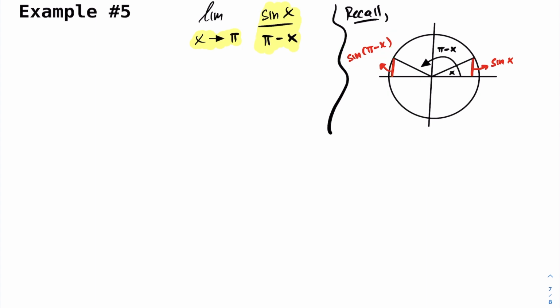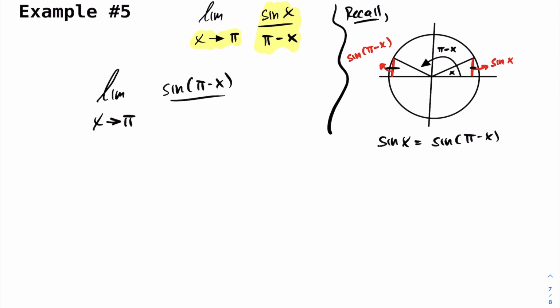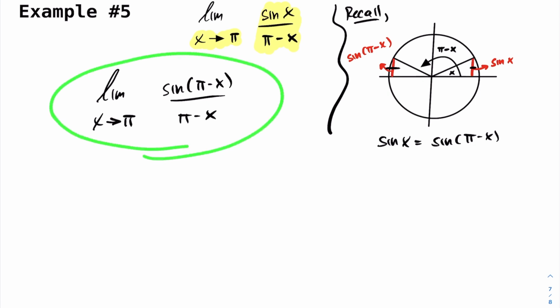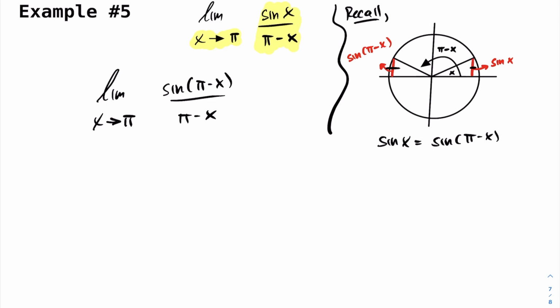But as we know here, both these lengths would be equal, so the sine of x is equal to the sine of pi minus x. So now we're going to take our limit, and we're going to go, the limit as x goes to pi, replace the sine of x with the sine of pi minus x, and put that over pi minus x. And now you can see here we almost have the same form that we want, sine theta over theta, and the limit as theta goes to 0. We just need this limit to go to 0.